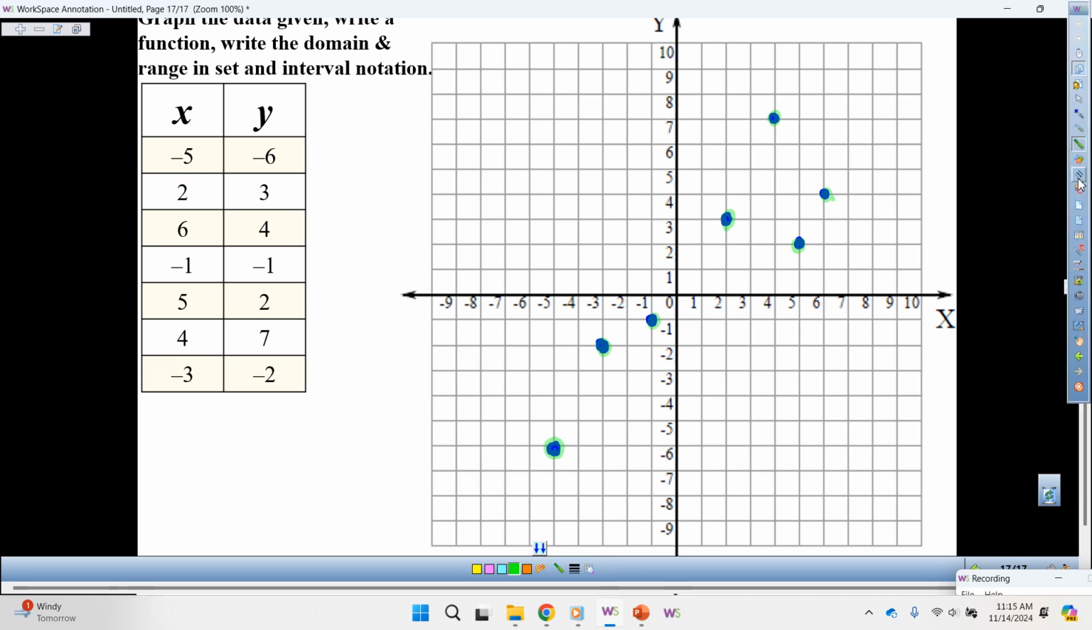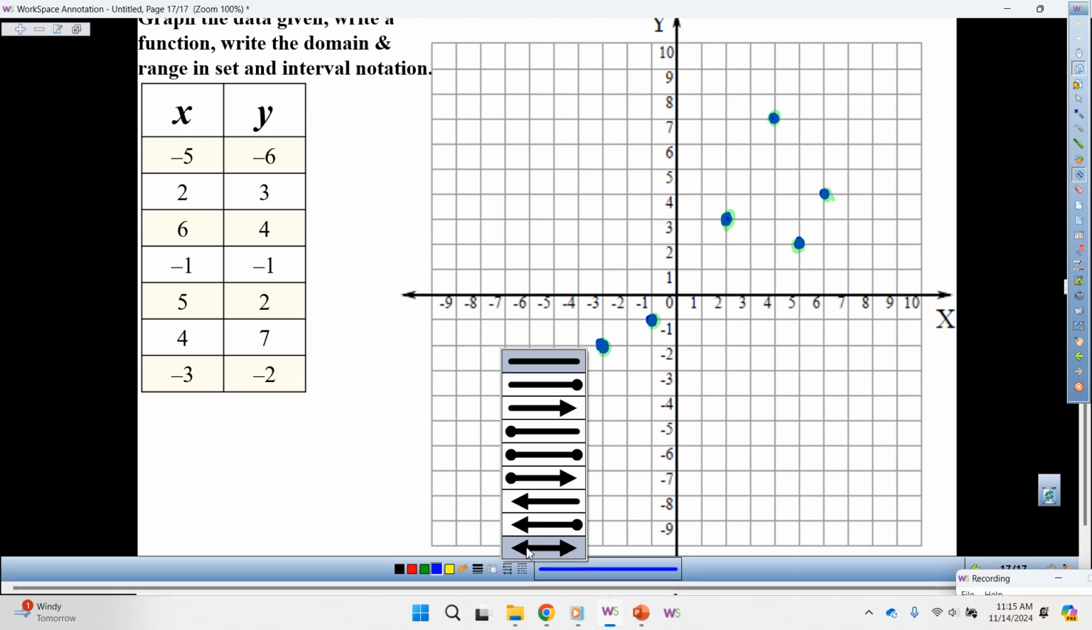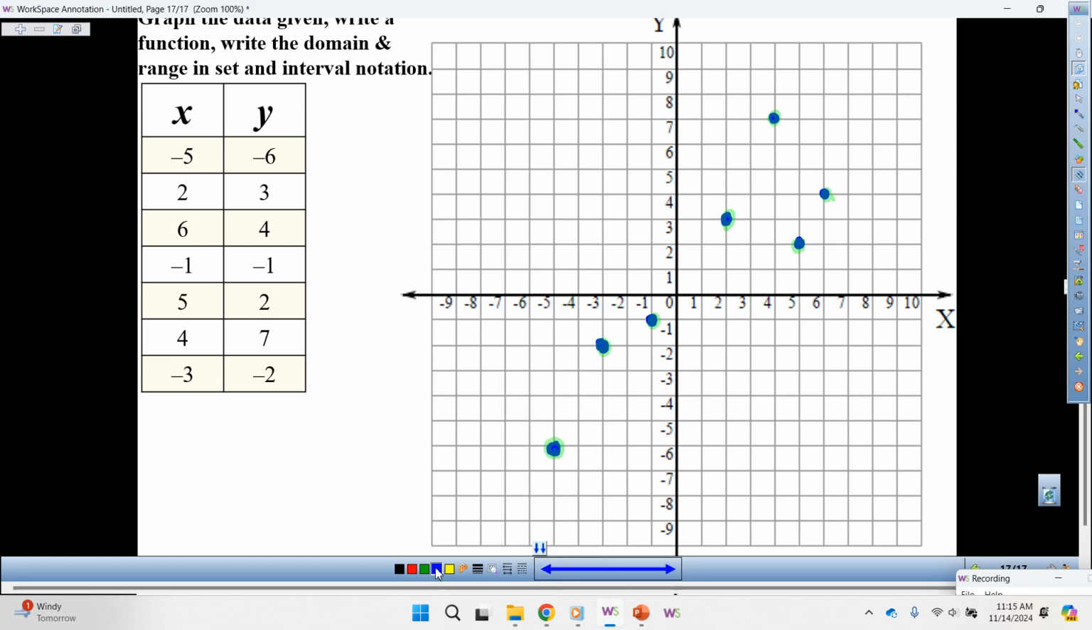So let me show you how to sketch that line. Look up. Here it goes. So if I wanted to sketch a line that goes through as many points, but at least 2 points, I would do this.